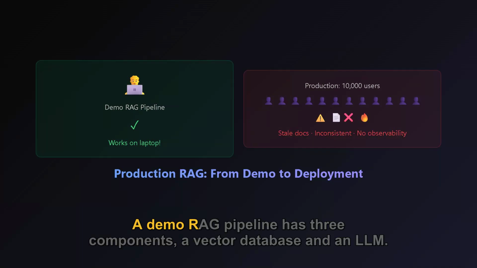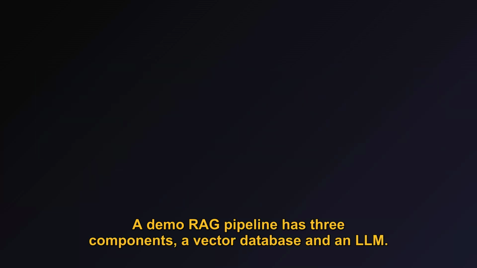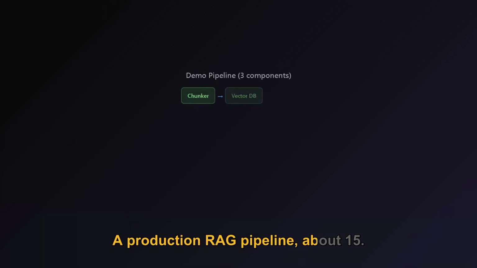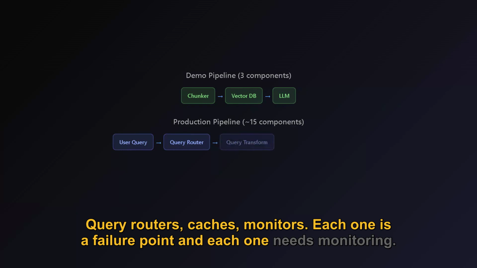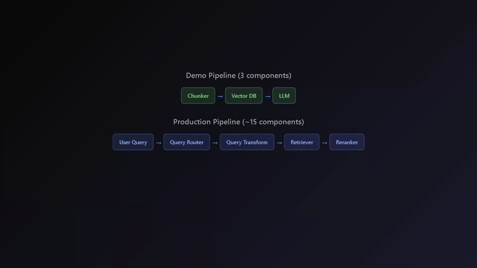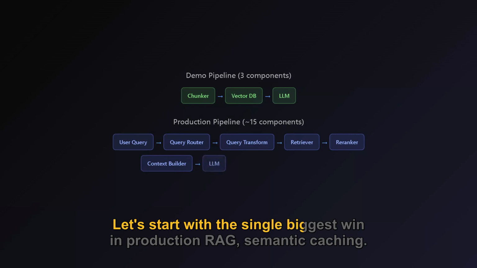A demo RAG pipeline has three components: a retriever, a vector database, and an LLM. A production RAG pipeline, about 15. Query routers, caches, monitors. Each one is a failure point, and each one needs monitoring. Let's start with the single biggest win in production RAG, semantic caching.